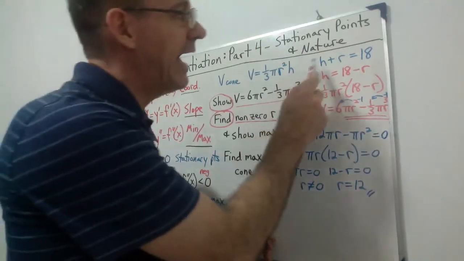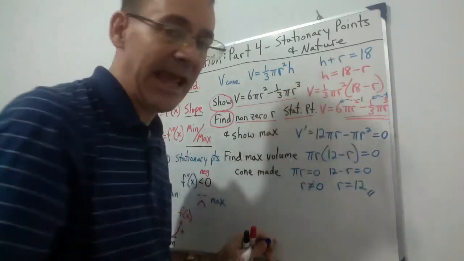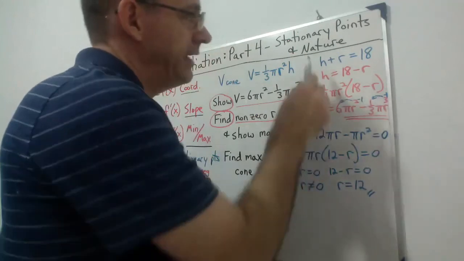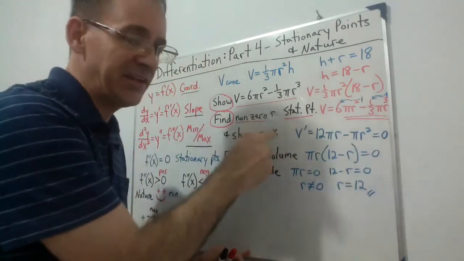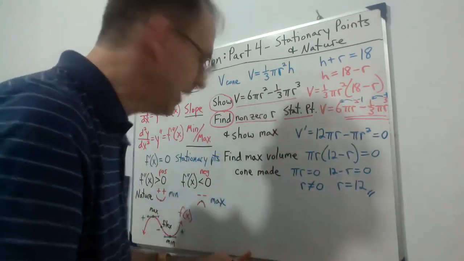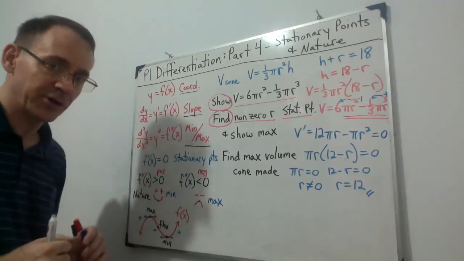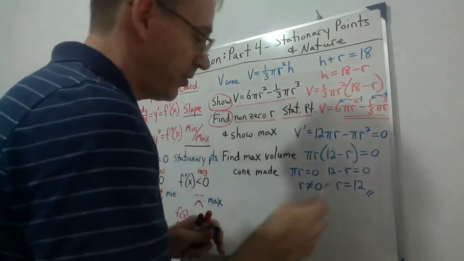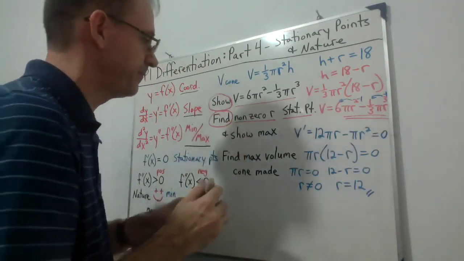You could have 9 and 9 add up to 18. You could have 10 and 8. But when r is 12, meaning h would be 6, that is a stationary point, meaning it's either a minimum volume for your cone or it's a maximum volume for your cone. So now it says, show that it's a maximum.